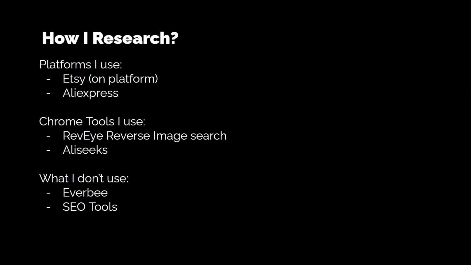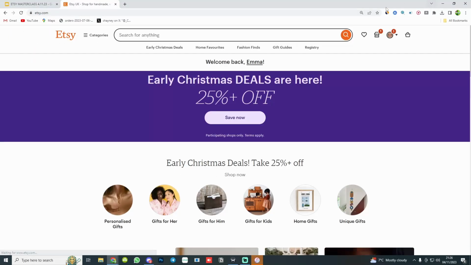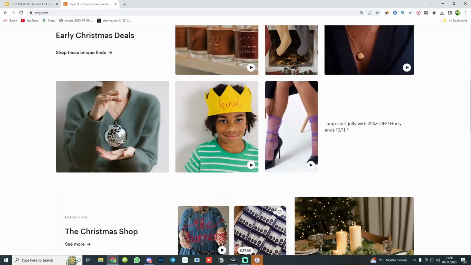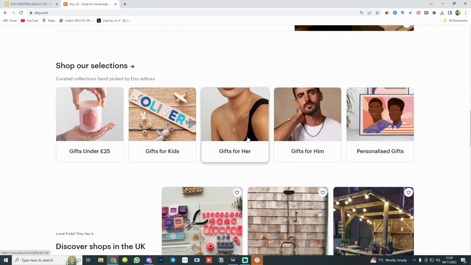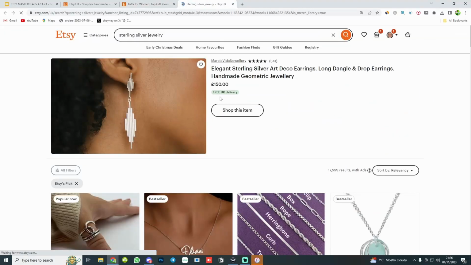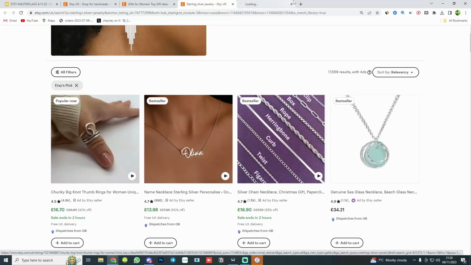Chrome tools I use. Okay, let's talk about this. Chrome tools I use for product research. You can probably see here, I've got the reverse image search tool and I've got the AliSeeks tool. So let's just have a look at some random niche again. Silver jewelry. I use the reverse image search tool to find where else it's being sold, or where I can source this product from, for example.